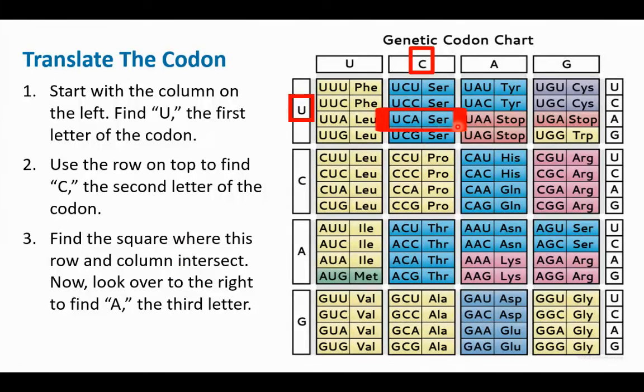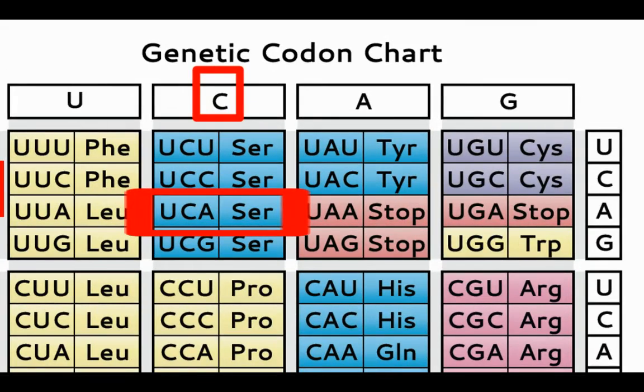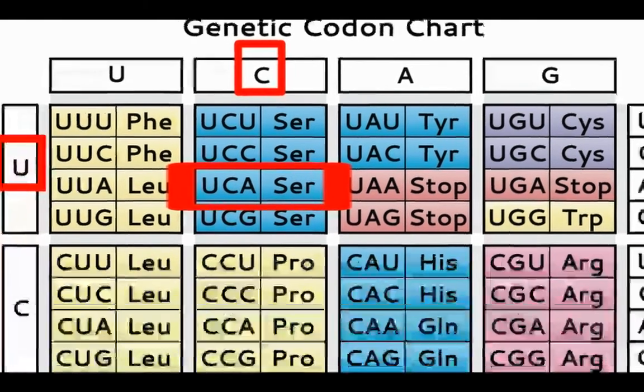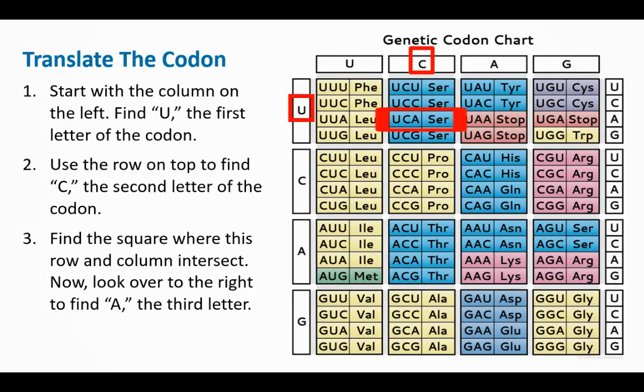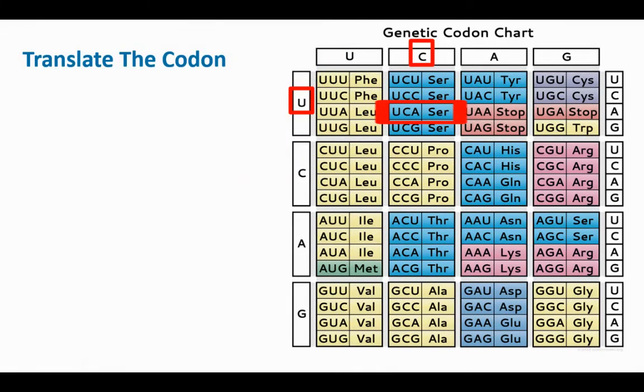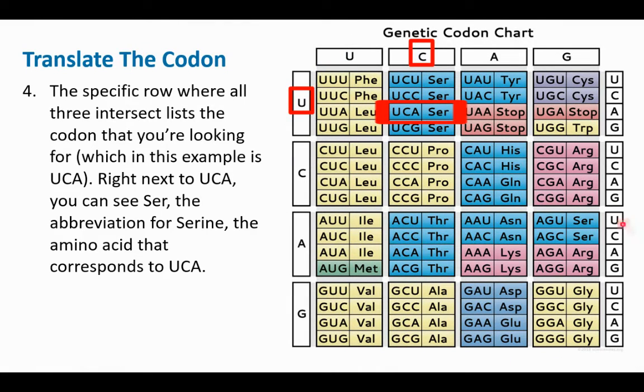Now, based on this one, if you're going to zoom this out, yan. Ito yung UCA. So, let me just move this a little bit. Yan. So, you have U, C, and A. And it's calling for the amino acid serine. Okay? So, yan po yan. Take note that the specific row where all the three intersect contains the amino acid that we are looking for. So that is serine. So let's have an example here.